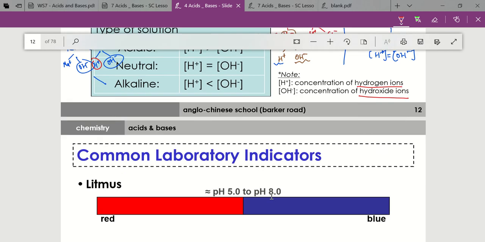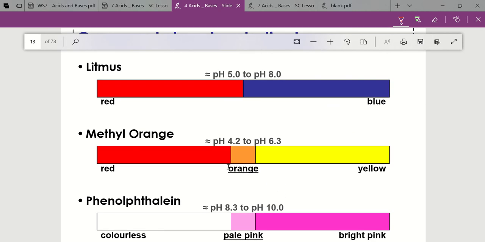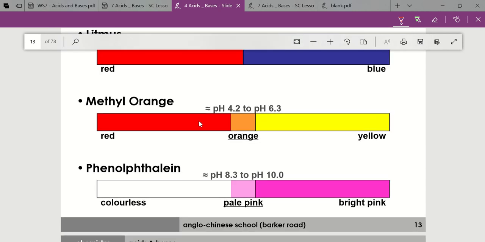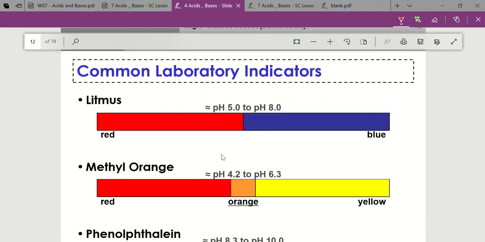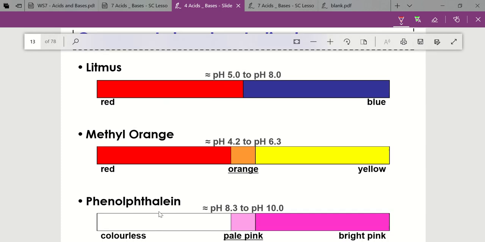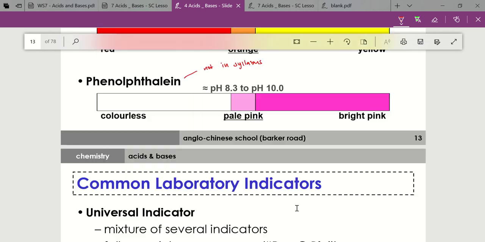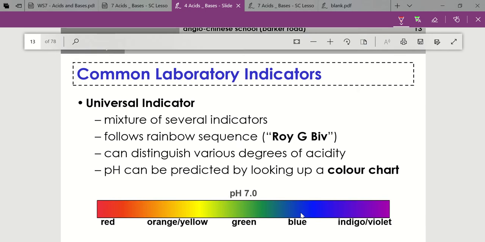The next portion of it is indicators. There are mainly four types of indicators that are seen. Okay, litmus, one, methyl orange. Third one is phenolphthalein, but please note that phenolphthalein is not in syllabus. This was in syllabus perhaps maybe about five years ago. Okay, but it's no longer in syllabus because it is a known carcinogen, right? It causes cancer. The other common one that we need to know is universal indicator.